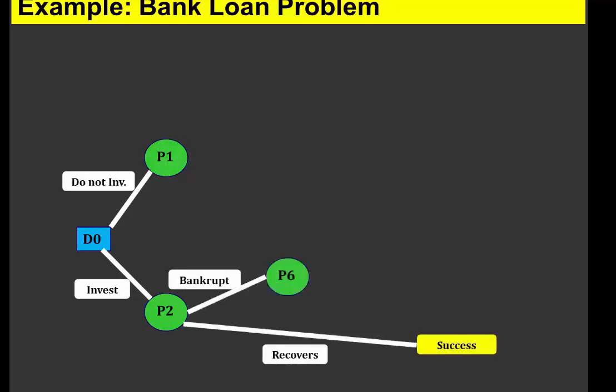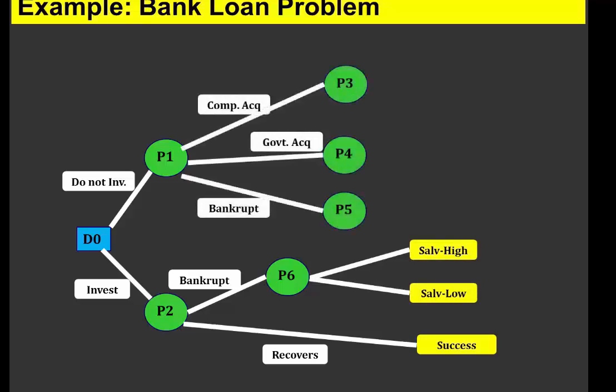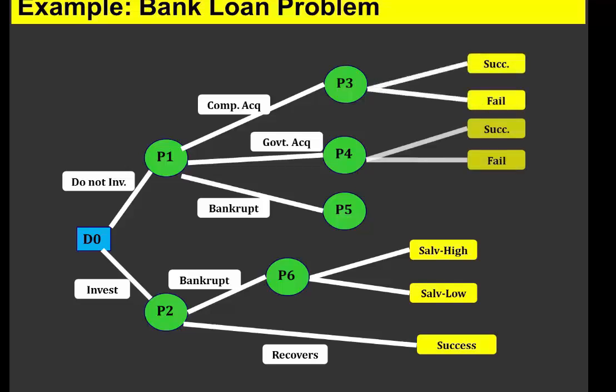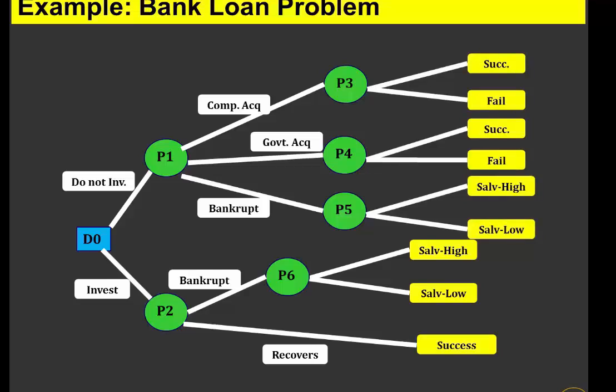If we invest, there is a probability that we might recover all our money, which is success. And of course, failure would be bankruptcy. And then we have the high salvage value and the low salvage value. Now, if you do not invest, we have the three options. A competitor acquires, the government acquires, or we are forced into bankruptcy. And in each case, we have the potential for success or failure. So this is actually the sketch. Now we use this sketch to develop the Excel model.